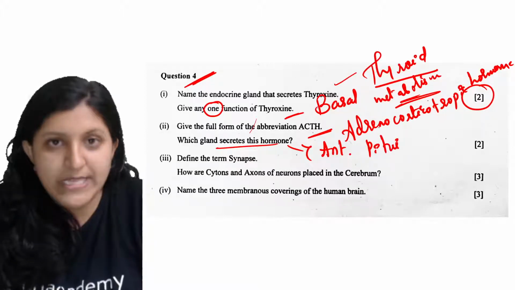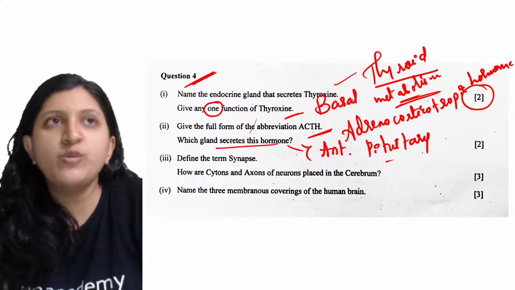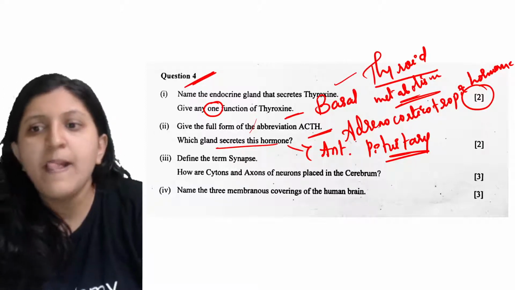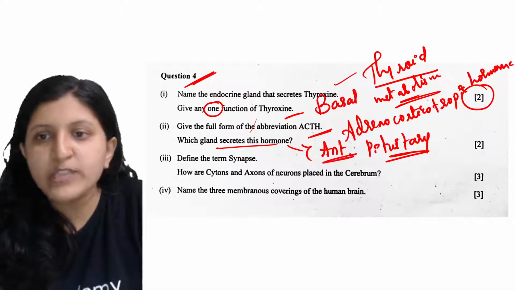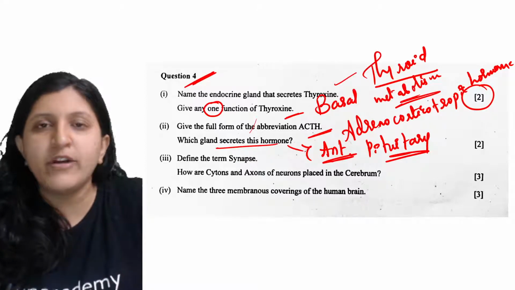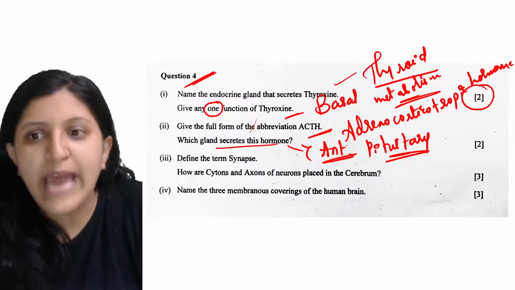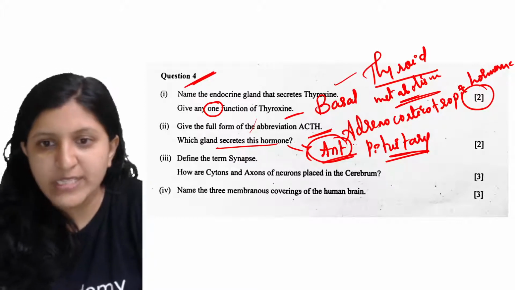So you need to be specific there. Don't just write pituitary. If you have written pituitary, anyway they'll give the marks, but you need to be specific. They'll think again about whether to give a half mark or full mark. So you can go with the anterior pituitary. You need to be very specific there.